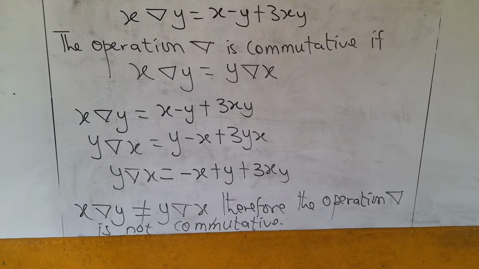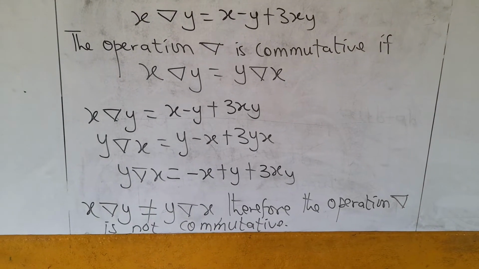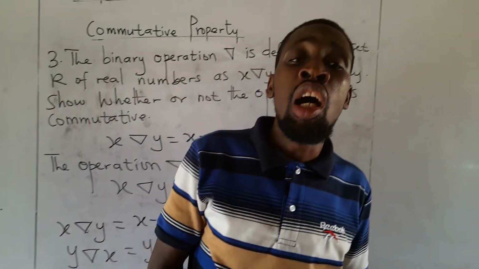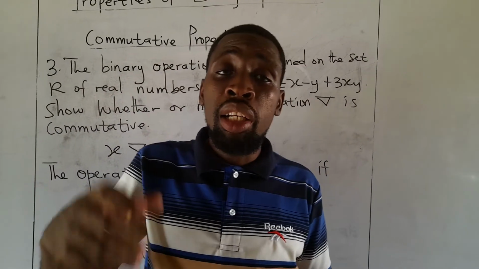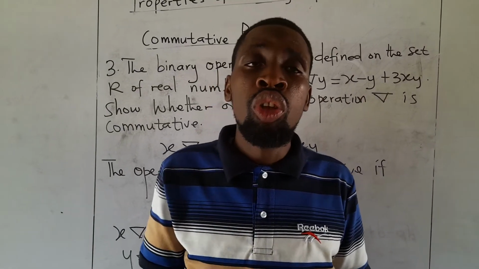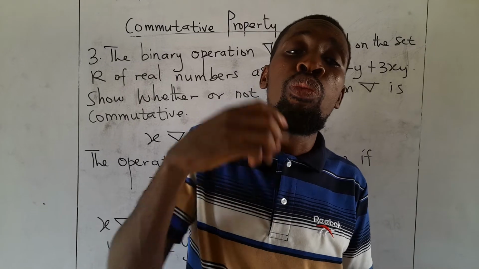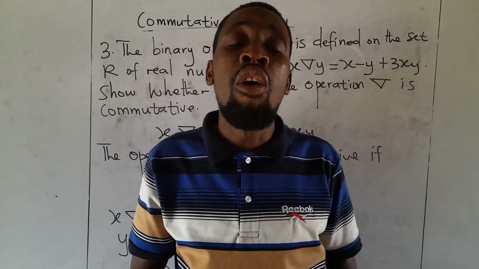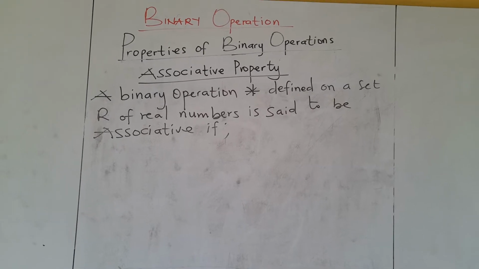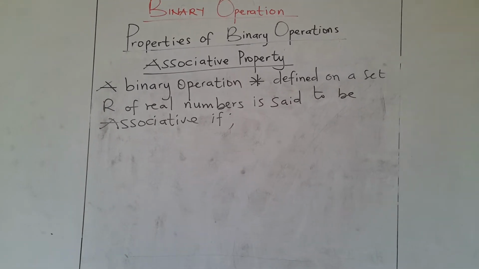I hope you have the same answers with mine. So enough of the commutativity. Now, how will you know a binary operation defined on a set is associative? So the next one is how to prove associativity of a binary operation. So now let's look at the associative property.